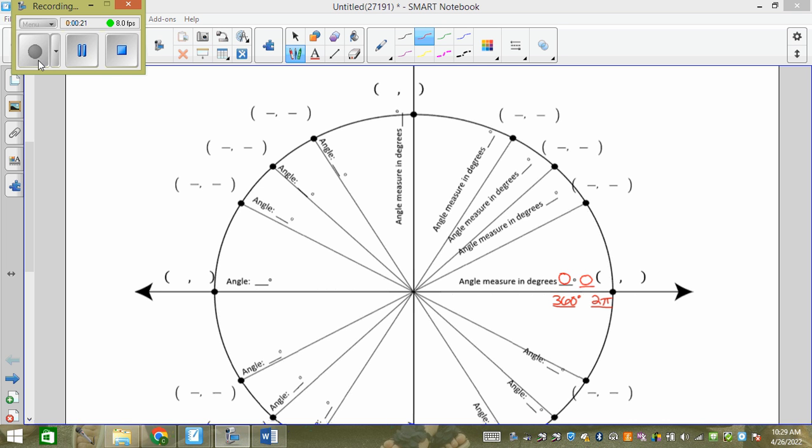We talked about degrees on triangles. We talked about degrees in circles, all those things. 2 pi radians is just another way to measure that full angle. It's just in radians instead of degrees. It's like meters and kilometers, like using inches and using centimeters. One is just a different measure of another.